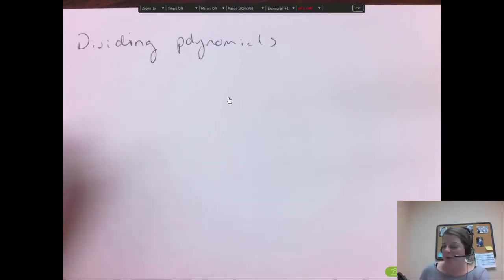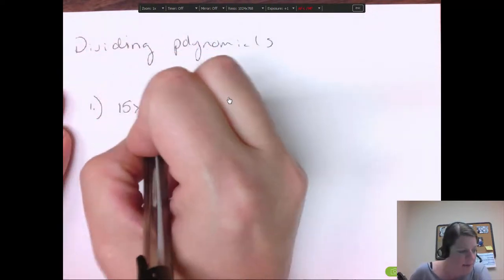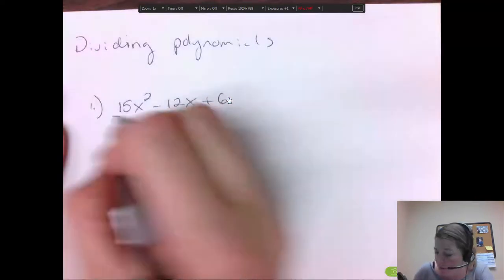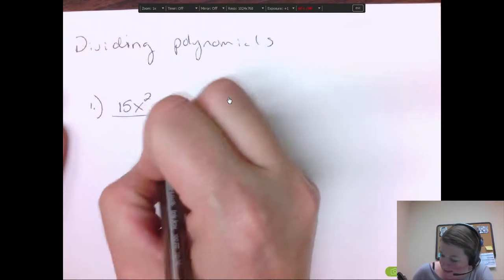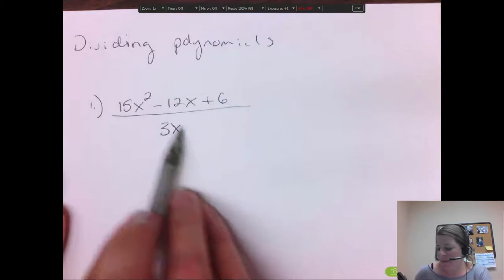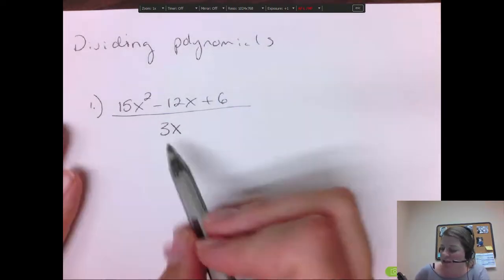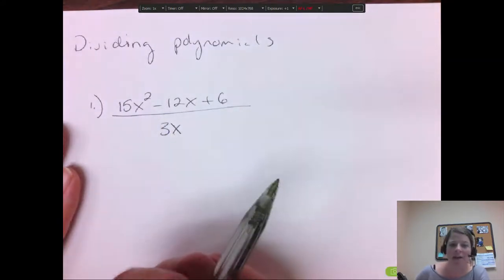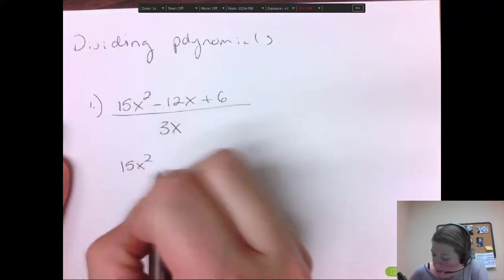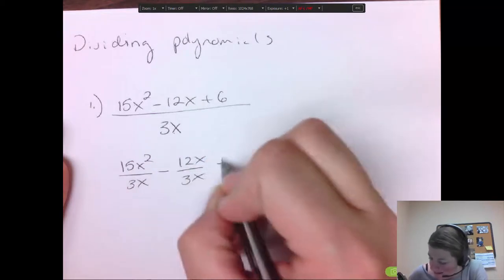So dividing polynomials, let's see. What if we have something like 15x squared minus 12x plus 6, and this whole thing divided by 3x. When we see this, we're dividing everything by 3x. Notice that the 3x doesn't have any plus or minus signs in it, so we can divide it into each thing individually, or basically break it up into fractions. So we'd have 15x squared over 3x minus 12x over 3x plus 6 over 3x.